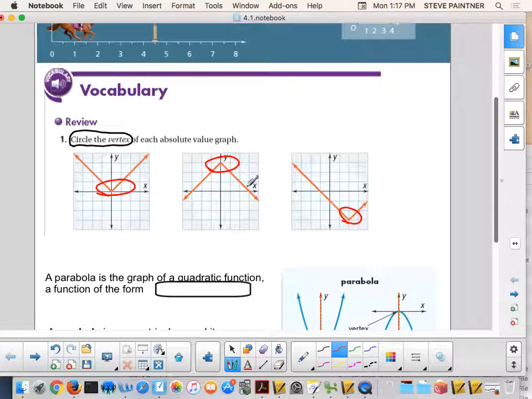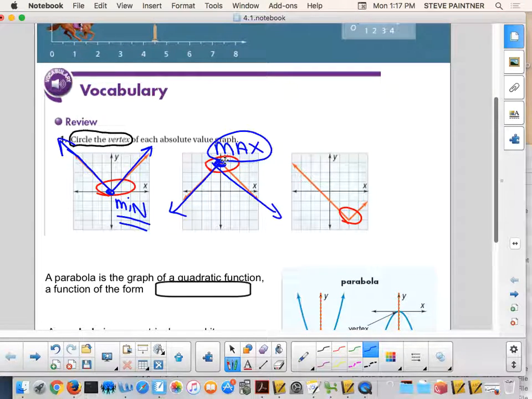So when you look at this, this V goes up, and because this V goes up, this is known as the lowest point or what? The minimum point. Where this V goes which way? Down. This is known as the maximum. These are the words we're going to use in chapter 4. So in chapter 4 we say maximum, minimum. Maximum happens when the parabola goes down. Minimum happens when the parabola goes up.